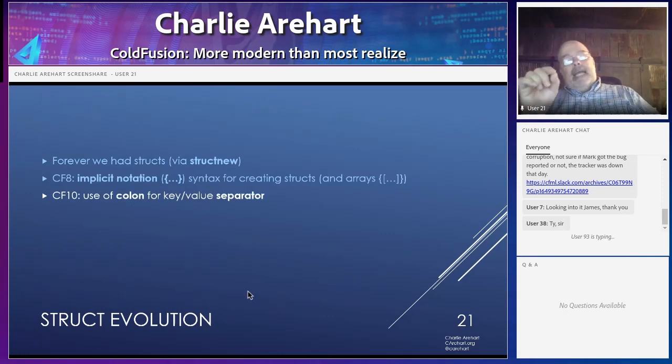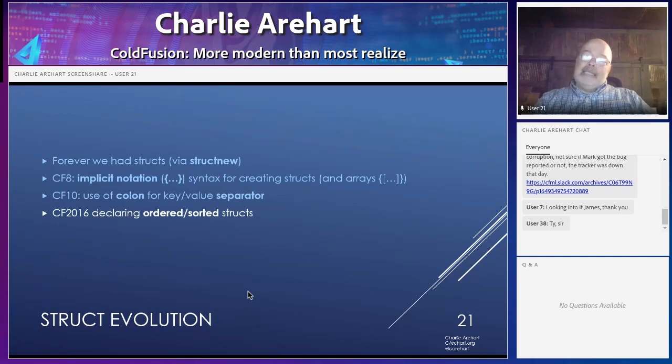And then 10 added the ability to even put colons for the separators in a struct. And again, that's a nod to languages that did it that way. If people were coming over to CFML from another language, having to say key equals value, they might have felt that was clumsy. I want to say key colon value. Okay, well, in 2012, 10 years ago, Adobe added the ability to do colons as separators.